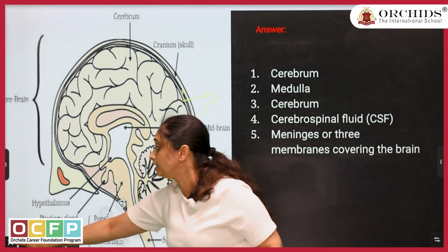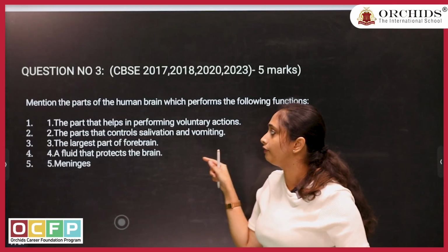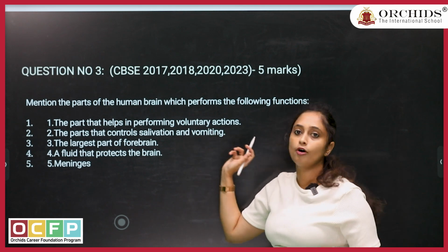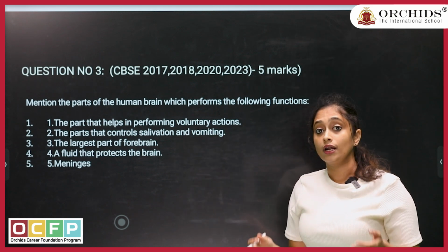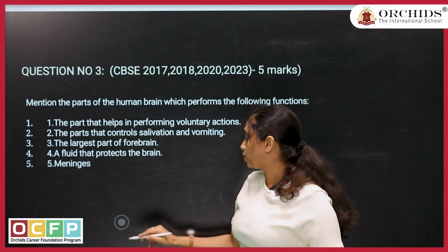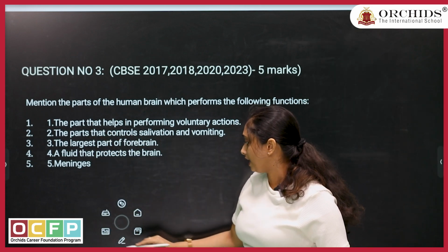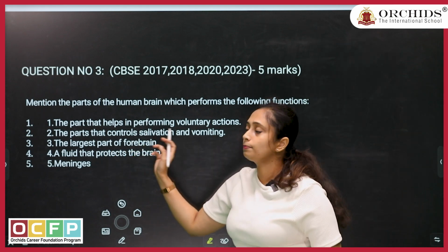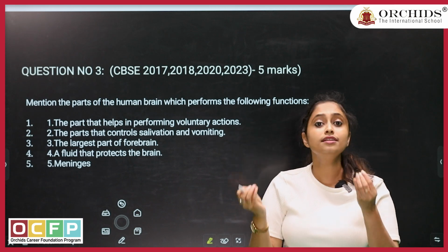The question is only asked for answers, so specify these answers. Directly you can write the part that helps in performing voluntary action, which is known as cerebrum. So you will get 1 mark. Now, the part that controls salivation and vomiting, what is that part? Medulla. And the largest part of the forebrain, which is again cerebrum.